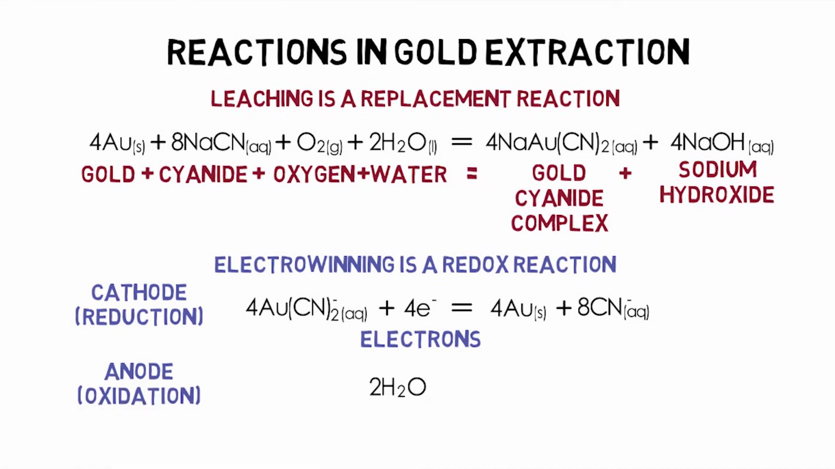At the cathode, we have our reduction reaction, where those gold cyanide complexes gain electrons, and that causes the gold to come out as a solid and plate onto the cathode. Then we have our anodes, where oxidation's happening. Water is oxidized into hydrogen gas and some hydrogen ions, and they release those electrons that are used for the reduction reaction. In our ore, we have gold, but we also typically will have copper and silver.